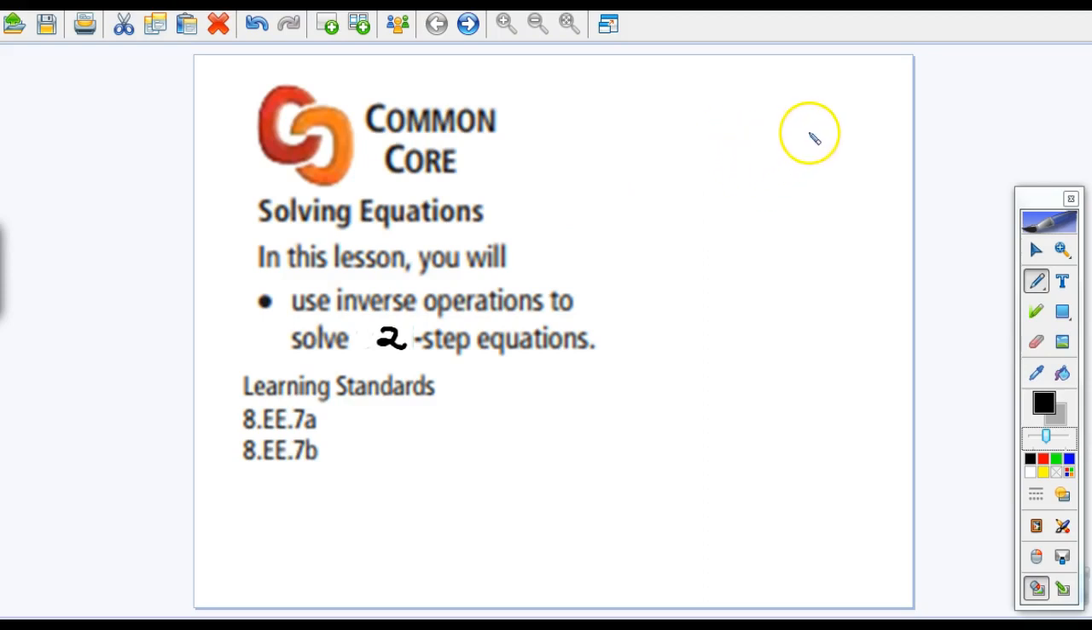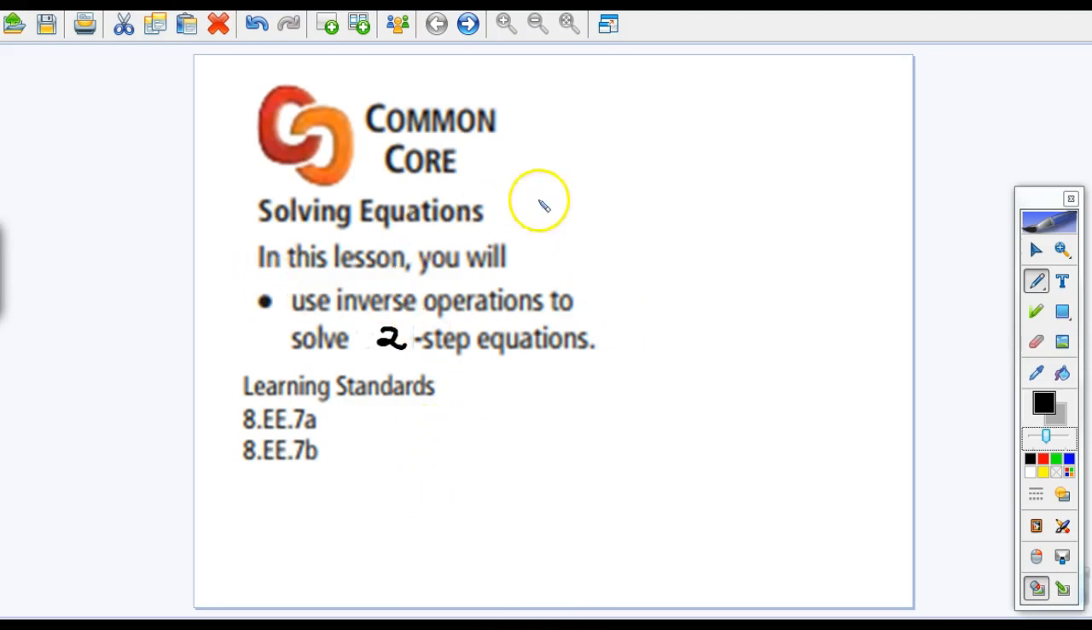Tonight, you're going to go over solving equations. Last week you all did one-step equations. Today we're adding one step and making it a two-step equation. So it's still an 8th grade standard. Your objective will be to use inverse operations to solve two-step equations. That means we're going one step further than we were before. So pause the video and write down your standard that you'll be working on.